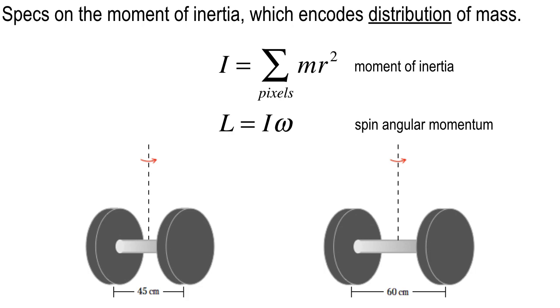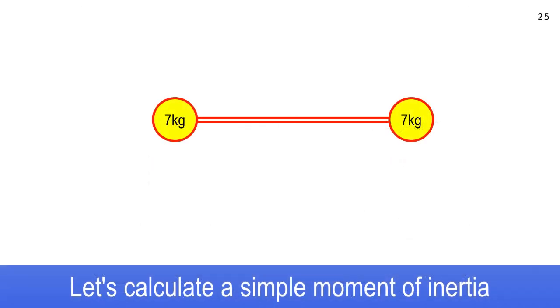All right. Now let's do a calculation, a very simple moment of inertia. You're going to do a calculation here in a minute, and we're just going to go step by step. We'll just work it together, 50-50. All right, so let's say that you have a pair of weights.